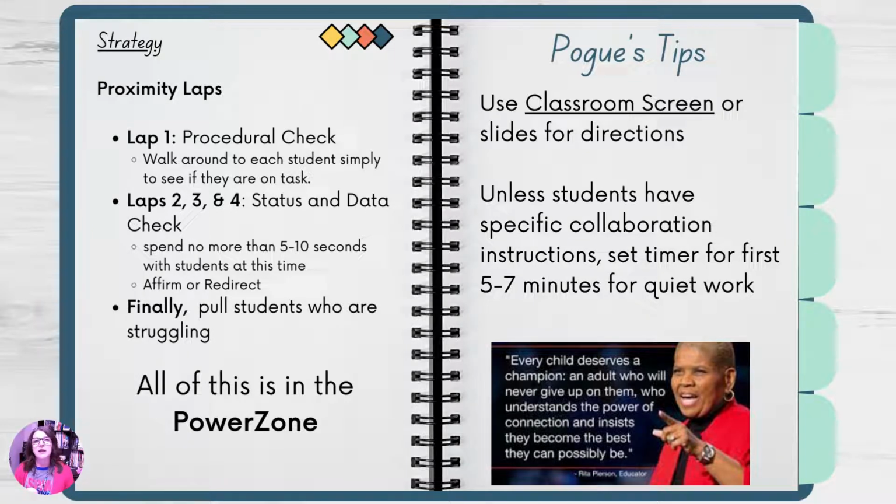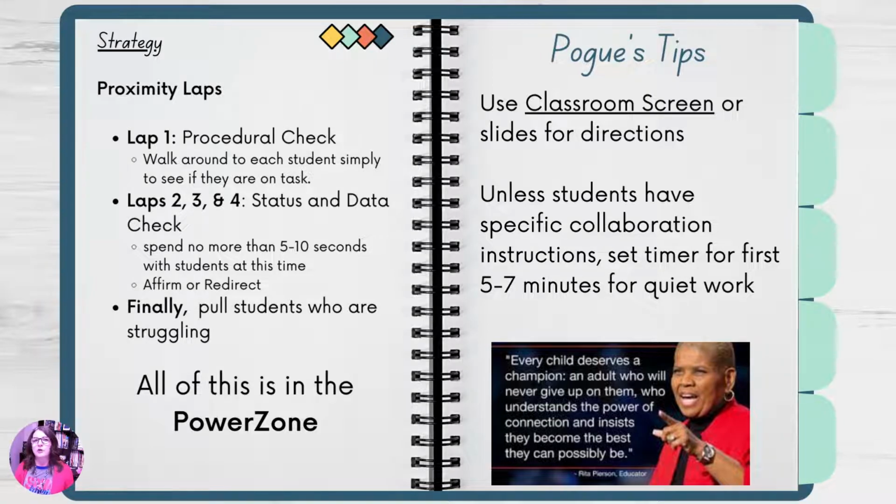And then you want to rotate a second and a third and a fourth time where you pass by each and every student. At that time, you're doing a status and data check. So you're looking to see who's off task and you're giving them a redirection, or you're affirming the kid beside them, going with that recognize and reinforce for being on task.